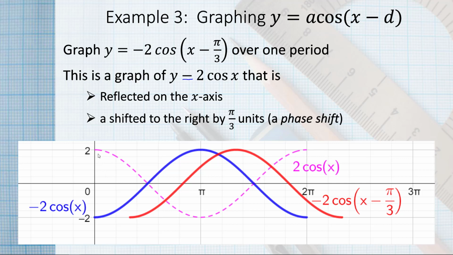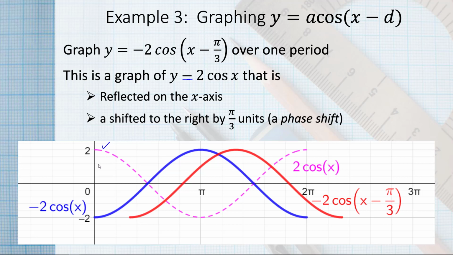Okay, well here is the graph of 2 cosine x. Here it is reflected across the x-axis, which gives us the minus sign. And then here it is shifted to the right by pi over 3 units. So that's the way I want you to think about that.